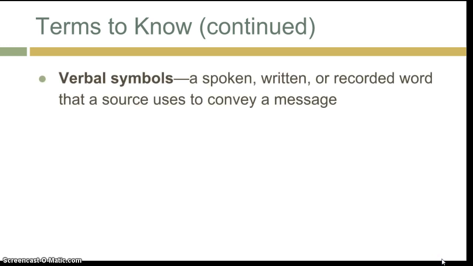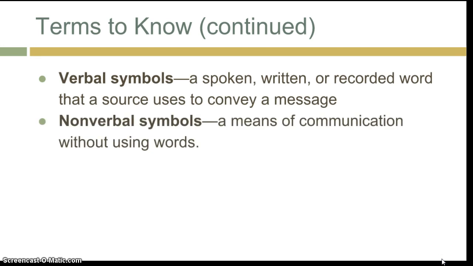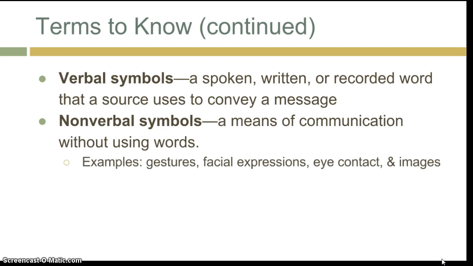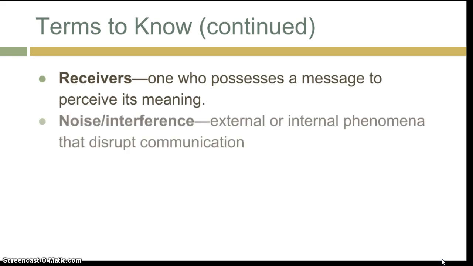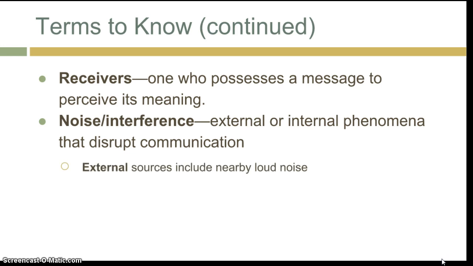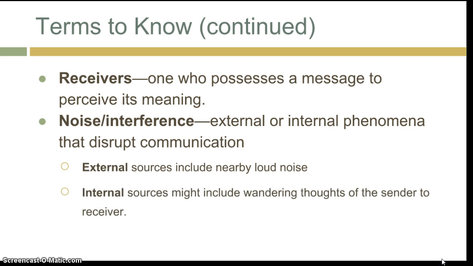Verbal symbols are a spoken, written, or recorded word that a source uses to convey a message. Nonverbal symbols are a means of communication without using words, and those could be things like gestures, facial expressions, eye contact, and images. Receivers are the ones who possess a message to perceive its meaning. And we also have something called noise and interference. These can be external or internal phenomena that disrupt the communication stream. External sources could include a nearby loud noise, and internal sources might include the wandering thoughts of the sender or the receiver.